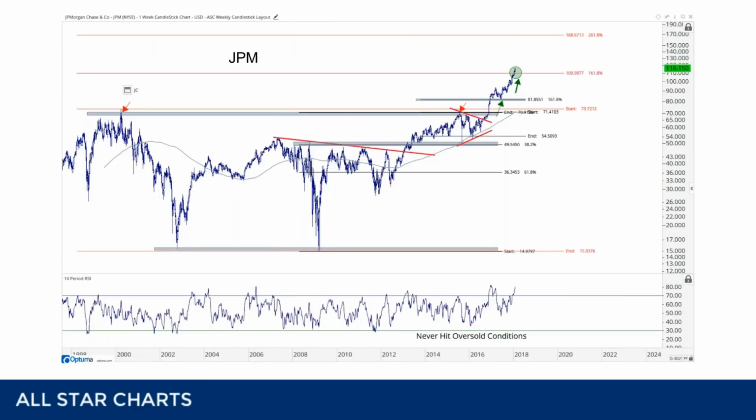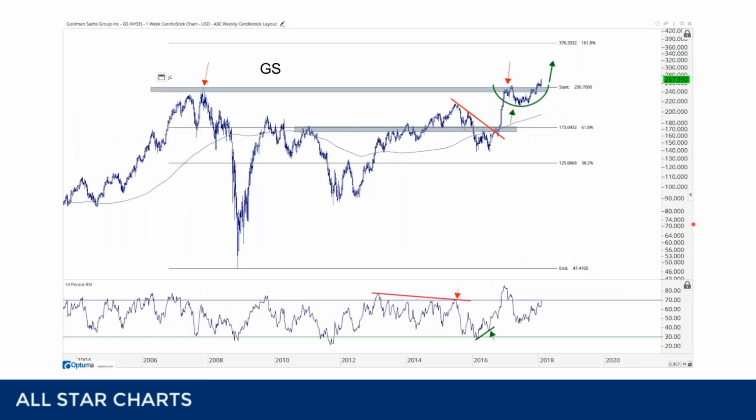So within that, right, there's that top-down approach. We like stocks, we like U.S. stocks, we like financials, we like broker dealers. Well, within, here's JP Morgan. If we're above 110, we want to be long JP Morgan. I think we go to 168. Look at Goldman Sachs, 10-year base, right? Again, just now breaking out above the highs from 2007.